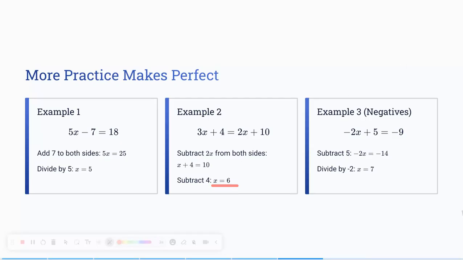And there's another example with negatives. When you have a negative x variable, you want to make sure you're dividing or multiplying or whatever by a negative, because x should always, and it must always, be positive.